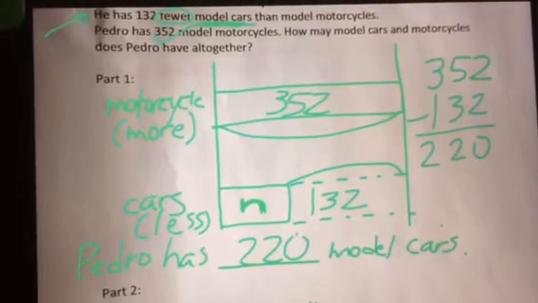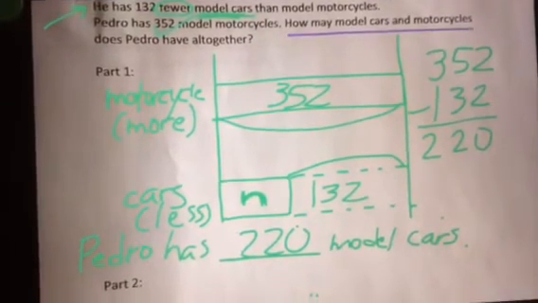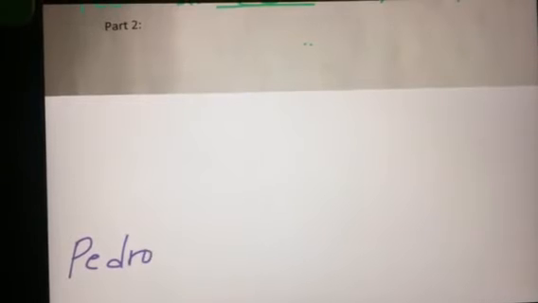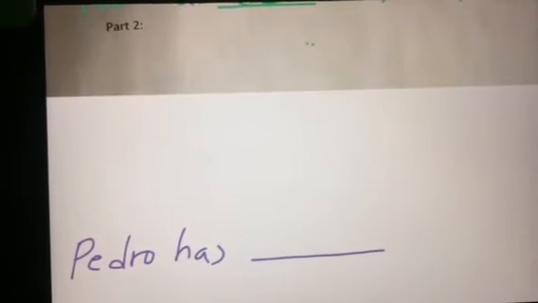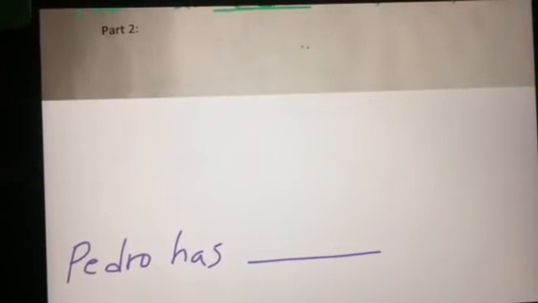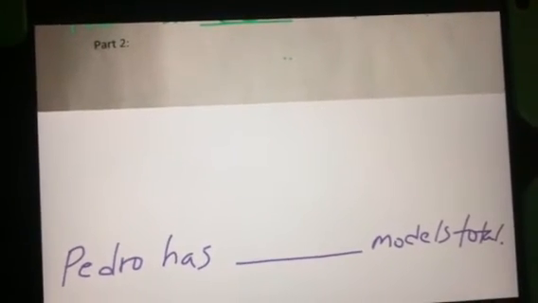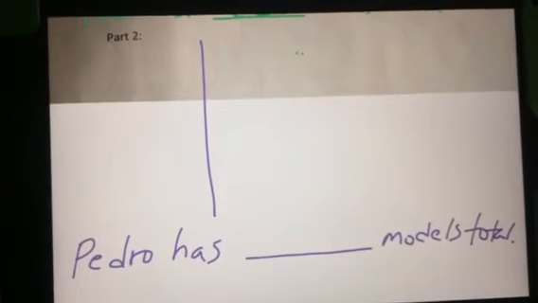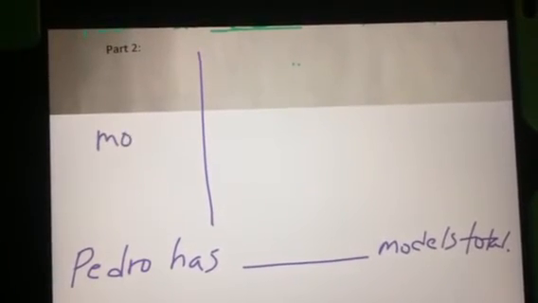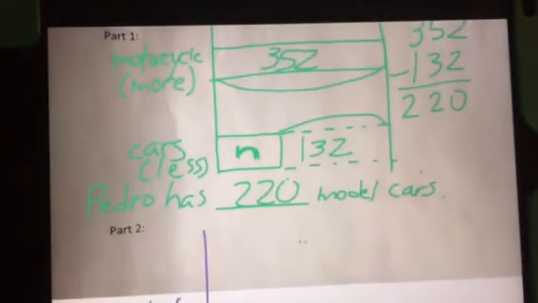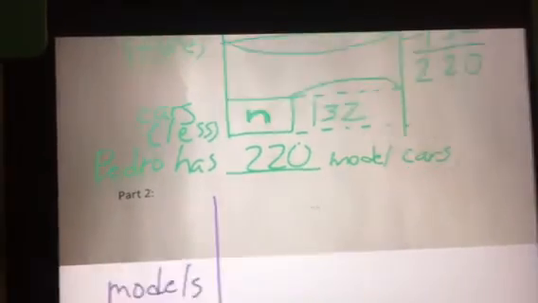All right, let's use that information to find how many cars and motorcycles Pedro has all together. So our answer statement for part 2: Pedro has blank models total. Okay? All right, here's the starting line. Who or what is the problem about? We're simply needing the total number of models. So from the first problem, we know that he has 352 motorcycles.